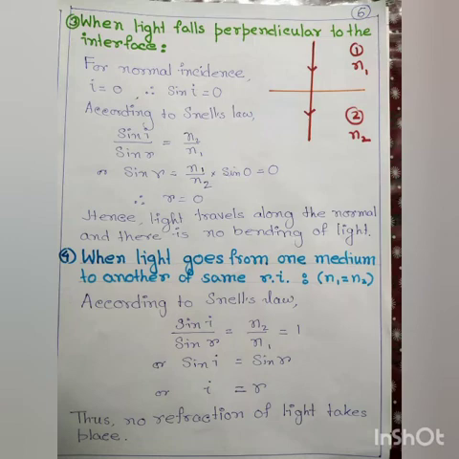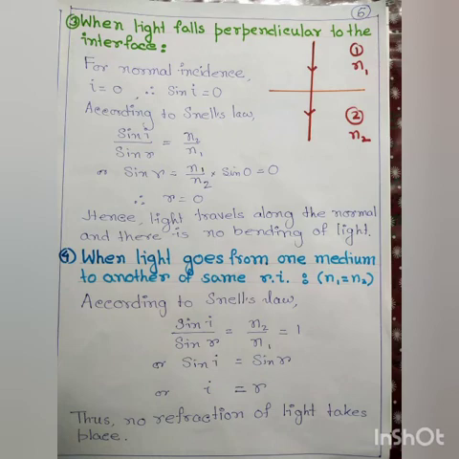Now the next condition: when light goes from one medium to another medium of the same refractive index, meaning N1 is equal to N2. Here N1 equals N2 means N2 by N1 will be 1. Therefore, you just substitute the value in Snell's law. What will we get? i is equal to r. Thus, there will also be no refraction of light.